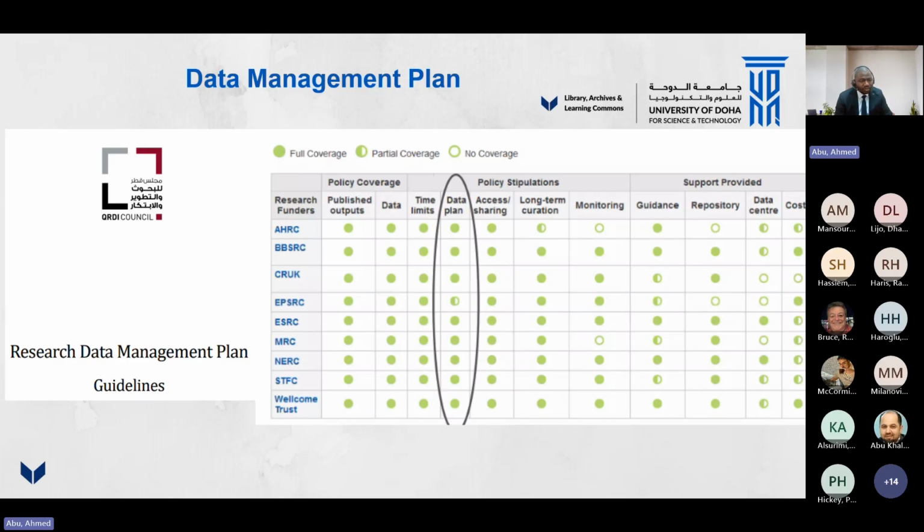We also have the popular one we have around ourselves. On the other side, you see that we have the QRDI Research Data Management Plan guidelines, which tell you what you need to know to write a research grant for QRDI. Every research funder has its own guidelines on how you should draft your research data management plan, and the QRDI is not an exception.